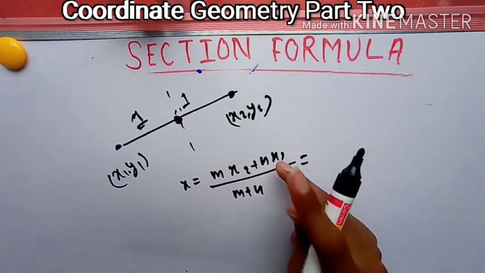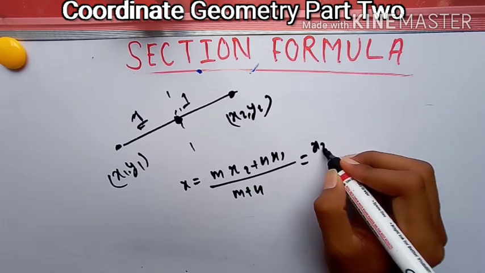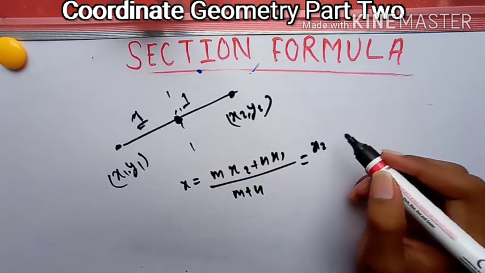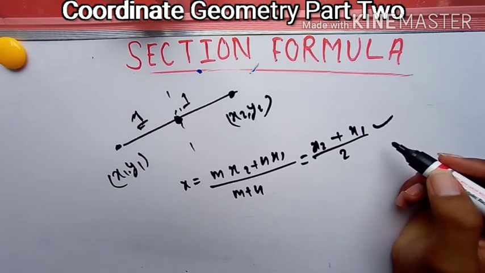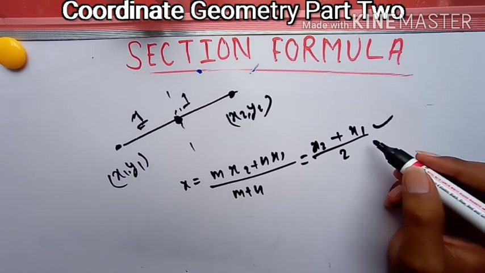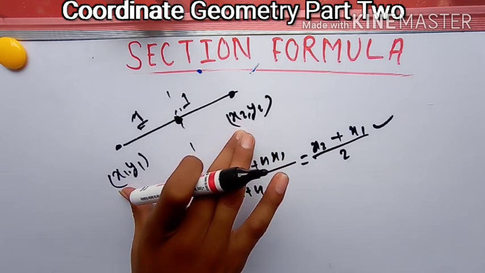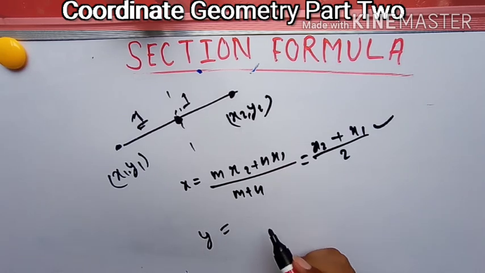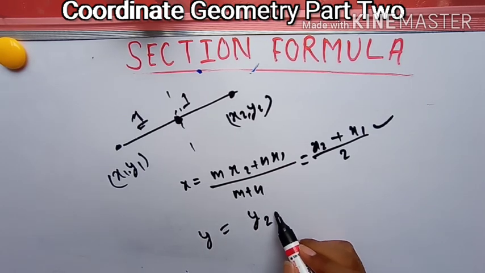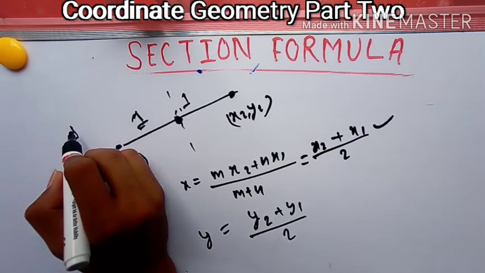Now everywhere just put the value of m and n equal to 1. So what will you get? 1 multiplied with x2 gives you x2, plus x1, upon 2. So when there is a case of a midpoint, you simply add x1 and x2, which is what? The abscissa. Add the abscissa and divide by 2. The same goes with the y coordinate. Add the ordinates and divide by 2. Simple. This is the first trick.